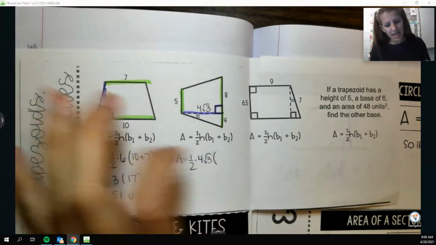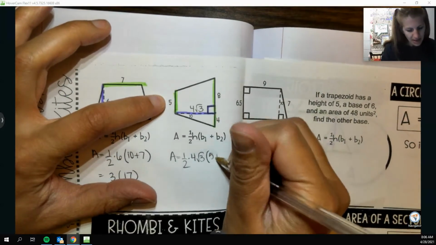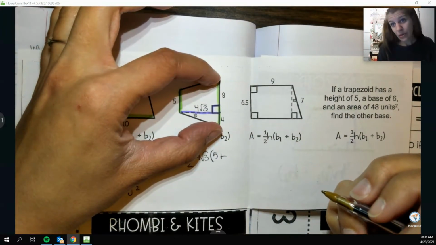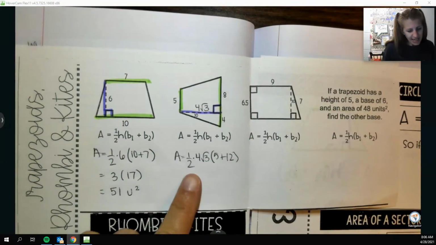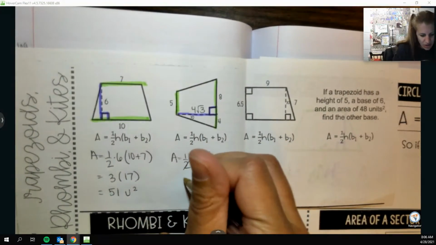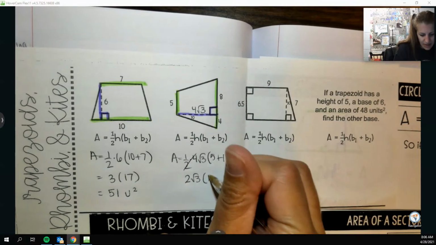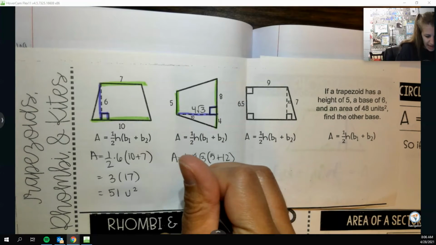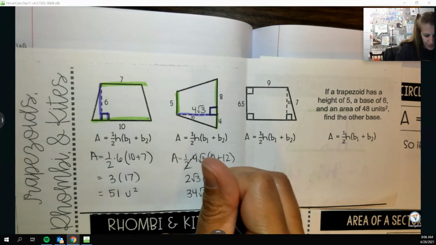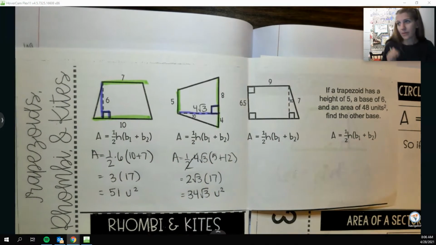And then the two bases. So this base is just 5. But then the other base is a full 12. And so, again, I can take half of 4. That's fine. So 2 root 3. And then I'll add these up for 17. And then I can multiply the outside numbers. So I'll have 34 root 3 units squared for my area there.